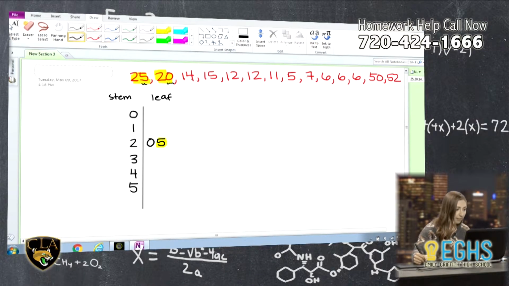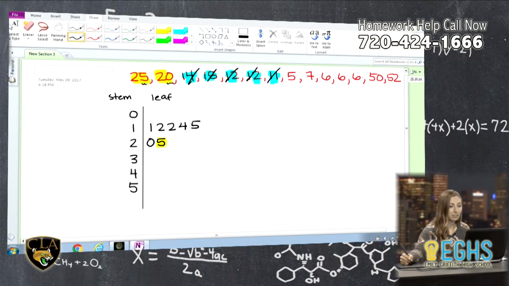And then continuing to put my numbers on here, I've got 14, 15, 12, 12, 11. Those are all in my tens place. So I'm going to put 11. That's how I put 11 on there. 12. So I'm going to put a 2 and a 2 because I've got two 12s. And then a 4 for 14, and then a 5 for 15. And they all go in the 1 stem because their tens place is a 1.